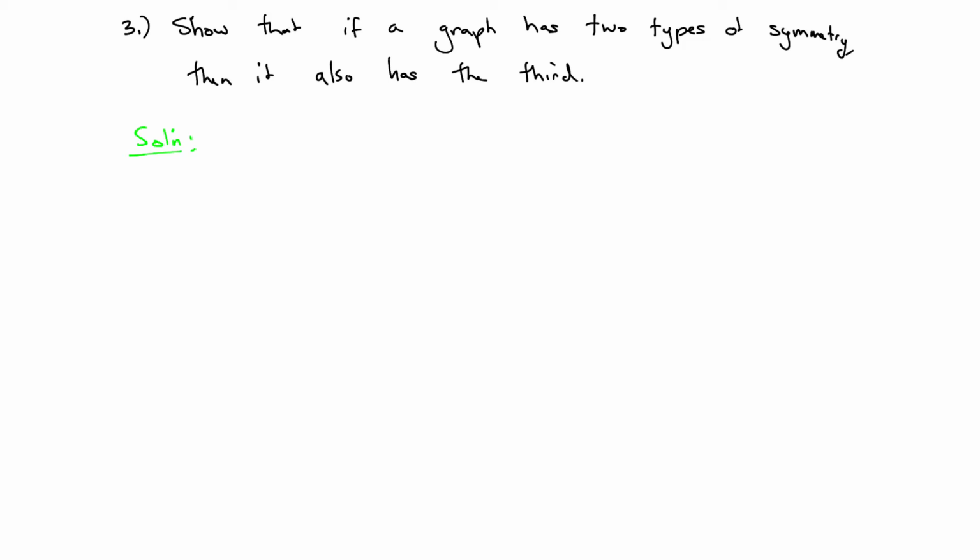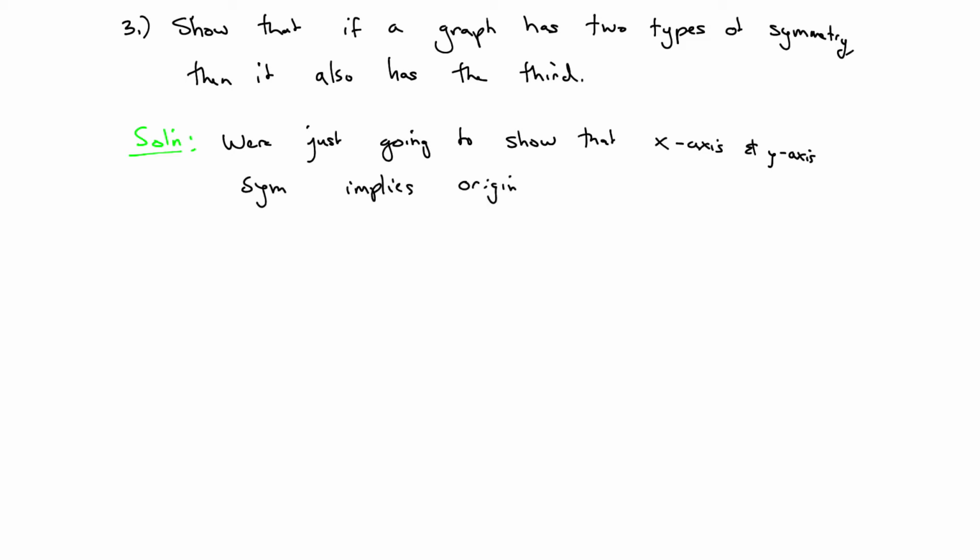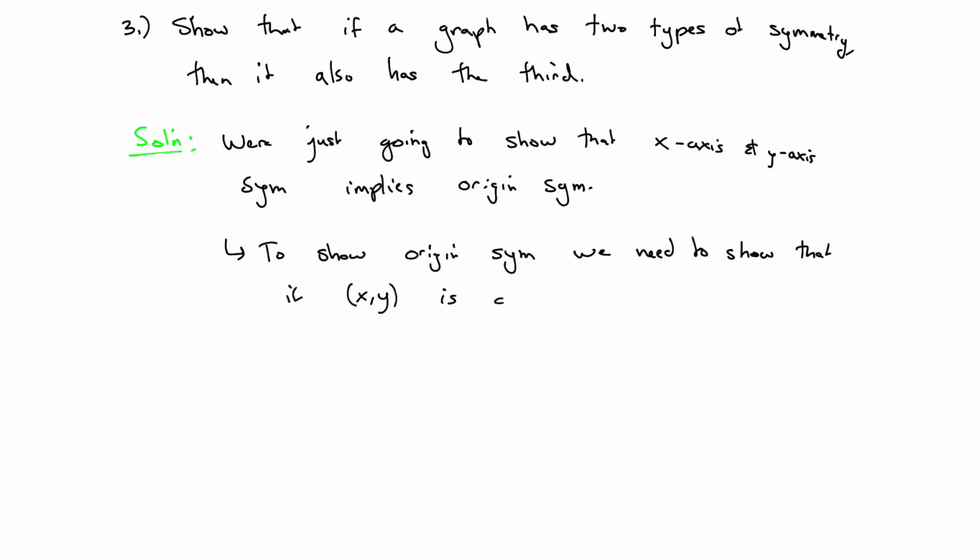So we're just going to show that x-axis and y-axis symmetry implies origin symmetry. We're just going to do that case, and I can guarantee you the other 2 cases are immediately the same. So, to show origin symmetry, we need to show that if x comma y is on the graph, then -x comma -y is on the graph. That's what origin symmetry means. If you have x comma y on the graph, then -x comma -y is also on the graph. That's what we need to show.